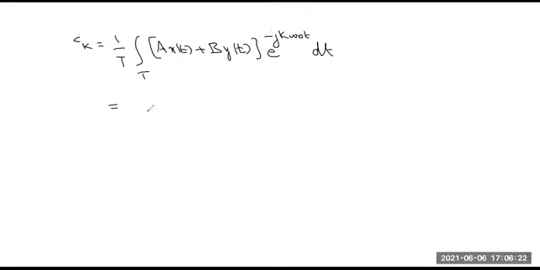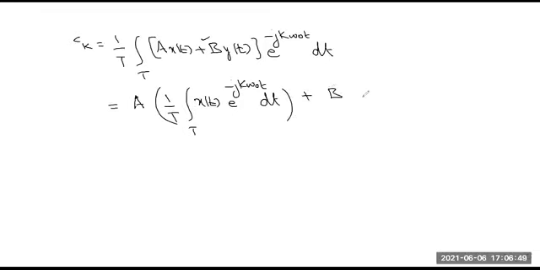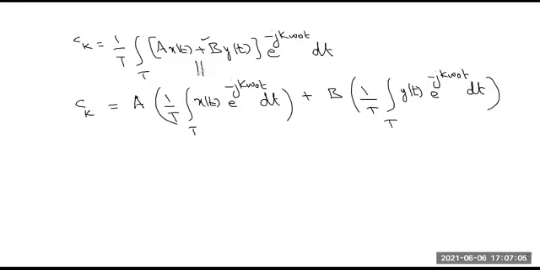So I can easily rearrange this equation. Let me split this. So I get a times 1 by T integration over T of x of t e power minus jk omega naught t dt, plus b times 1 over T integration over T of y of t e power minus jk omega naught t dt. So I can easily rearrange this equation in this form.